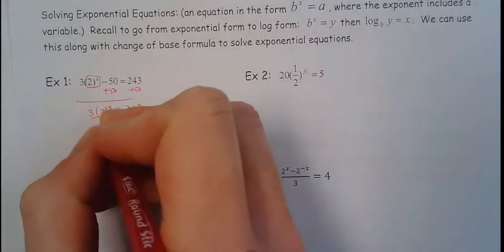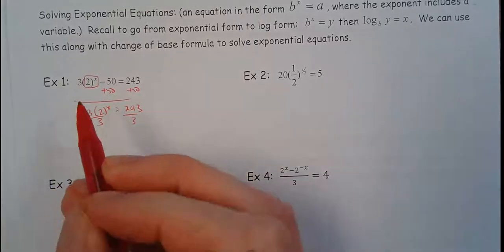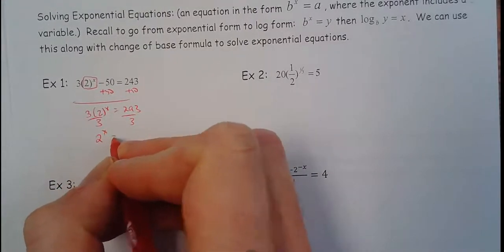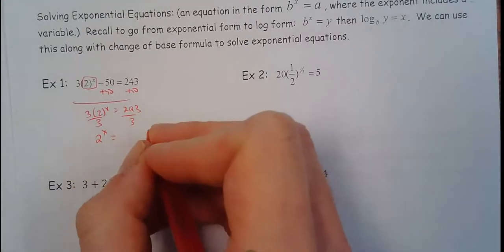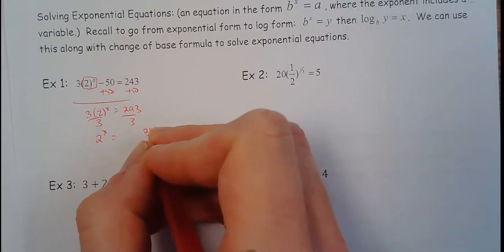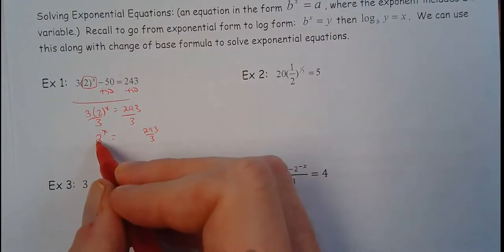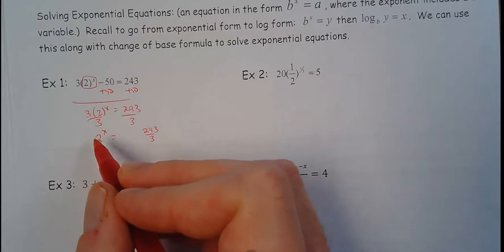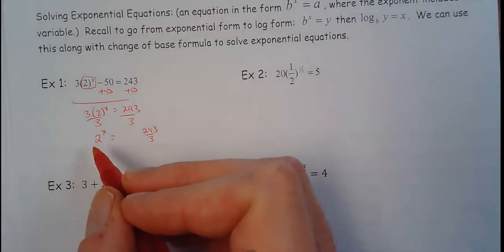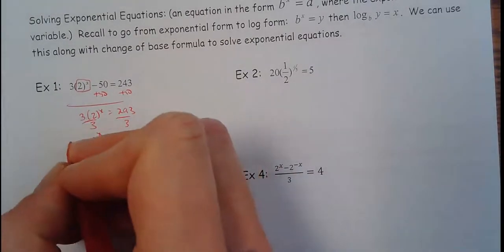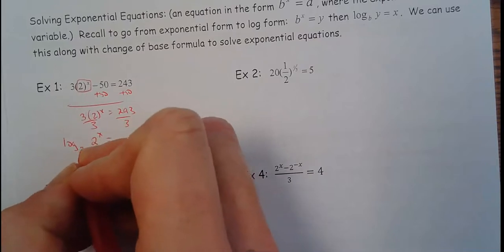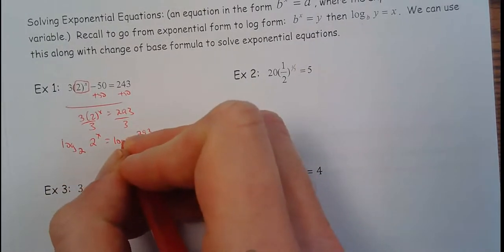Again, I'm going to divide by 3. Get that 3 out of there, so 2 to the x is going to equal, and I'll just leave this as 293 over 3 for right now. And now to get rid of that base of 2 with this exponential, I'm going to use a logarithm with the same base. So I'm going to take the log base 2 of both sides.